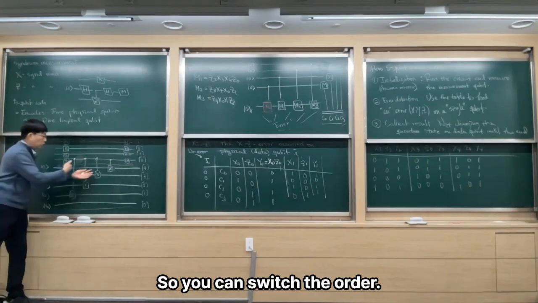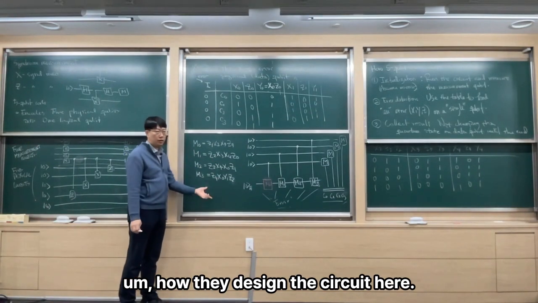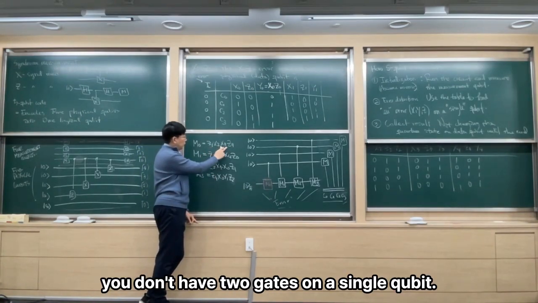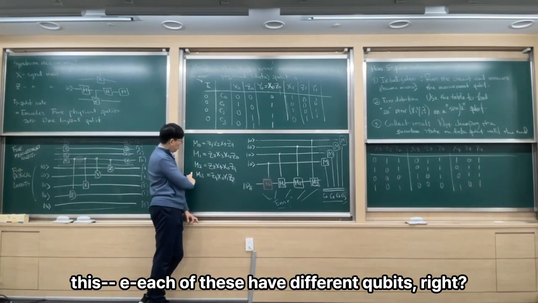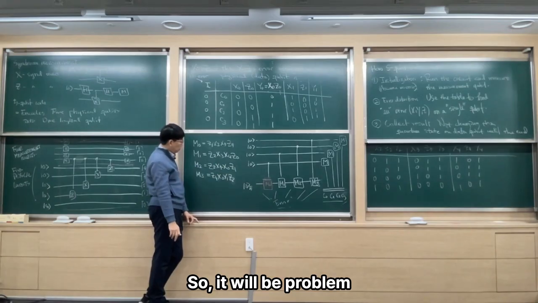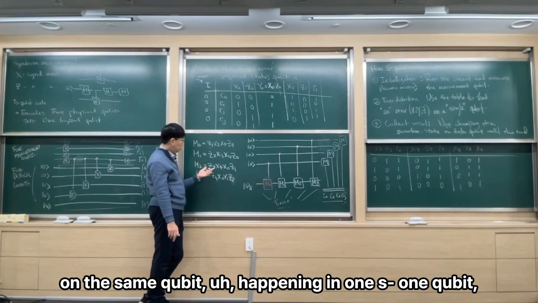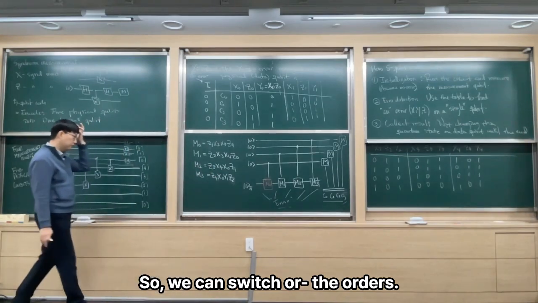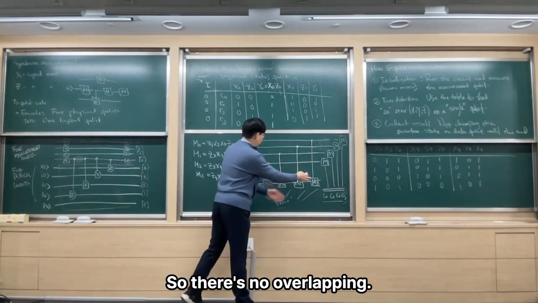No. So you can switch the order. It doesn't matter. So that's how they designed the circuit here. So here you don't have two gates on a single qubit. Every gate in each of these has different qubits, right? So it would be a problem if you had the Z gate and X gate on the same qubit in one qubit block here, but there's none. So you can switch the orders, and you can actually switch the orders of everything here, right? So there's no overlapping.